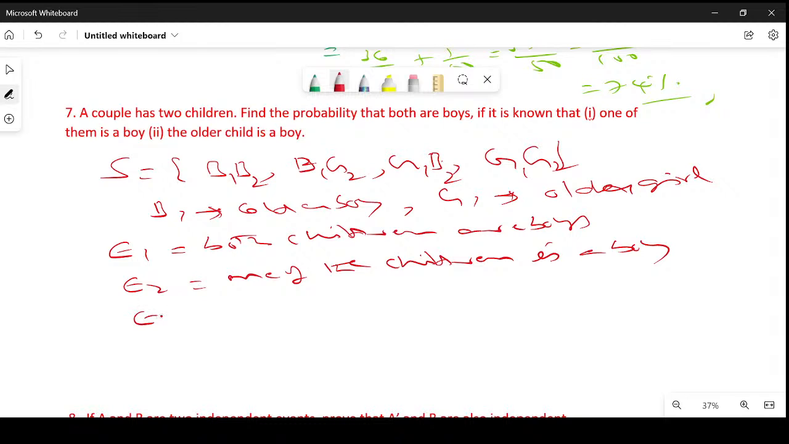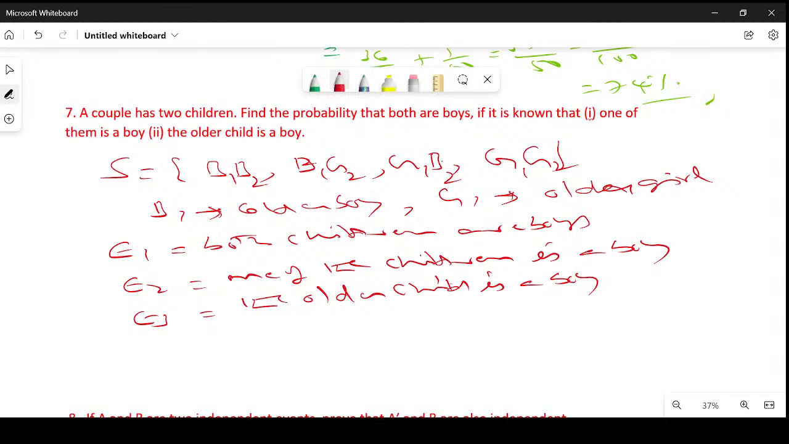And E3. If we take E3, I can consider the older child is a boy. That is what they are asking. The older child is a boy. Both children are boys: E1. One of the children is a boy: E2. The older child is a boy: E3.